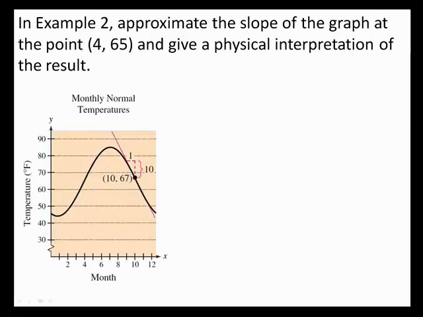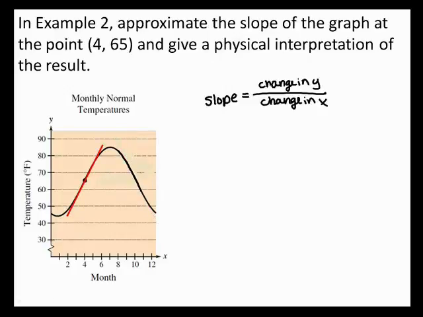In example 2, approximate the slope of the graph at the point (4, 65) and give a physical interpretation of the result. Find the point (4, 65) and draw a tangent line. The slope of a line is the change in y over the change in x. You can see that there's an approximate change in y of 10 and an approximate change in x of 1.